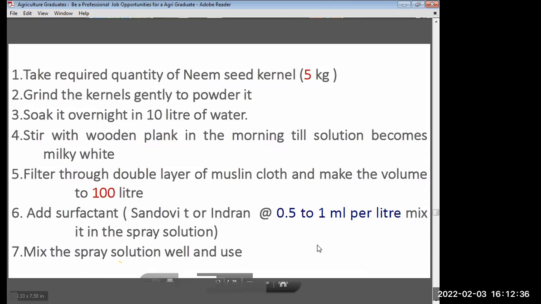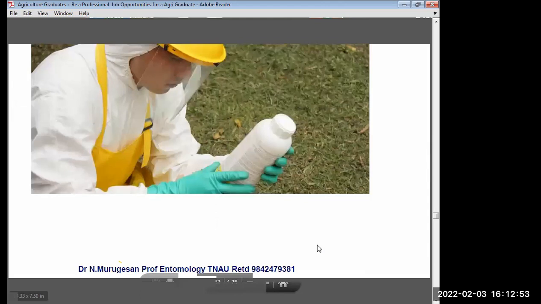Surfactant may be added at the rate of 0.5 to 1 ml per liter of water. So for 100 liters of water, it may take 100 ml. The quantity of Sandovit or Indrone has to be tested with a leaf. We must test with a leaf. Okay, next: mix the spray solution well and use it immediately. Then, what are the precautions in application of pesticide?